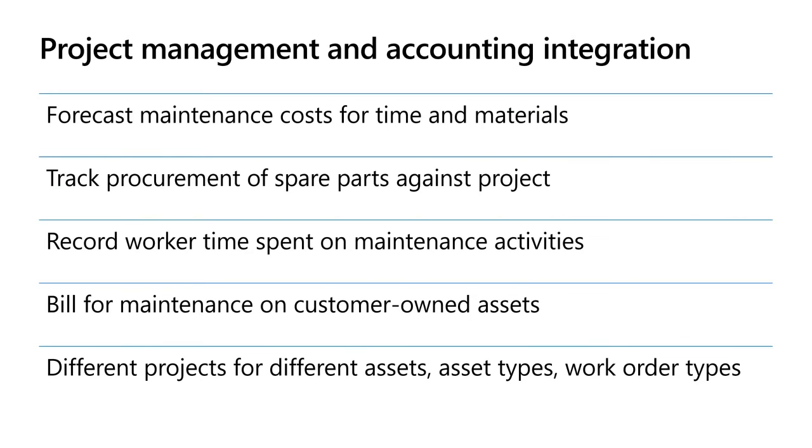We can also, once we actually execute the procurement of the spare parts, track those against the project, just like you normally track a purchase order against a project in the project management and accounting module. When we create actual work orders, we record the time spent by the worker and the cost of that time against a project. We can also use projects to bill for maintenance on customer-owned assets. So it doesn't just have to be us recording the cost so that we know how much money we've spent on our assets, but we can also take the time and materials and use that to drive billing for our customers if we're maintaining their assets.